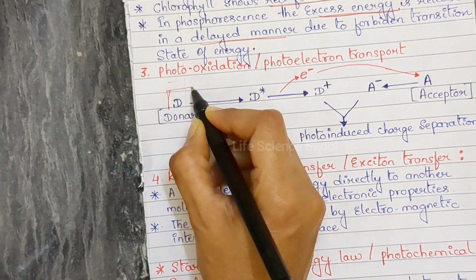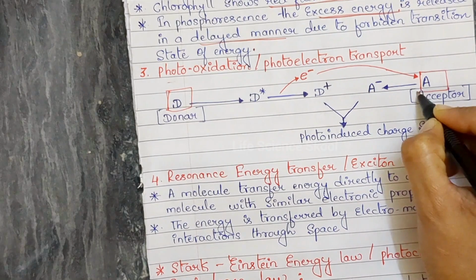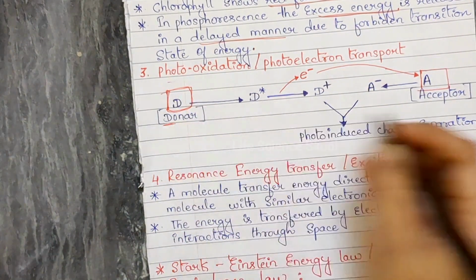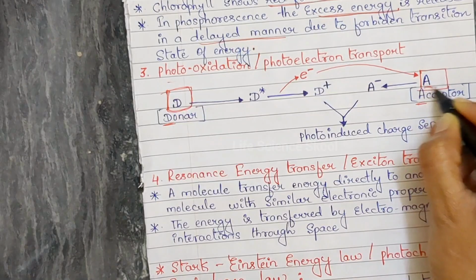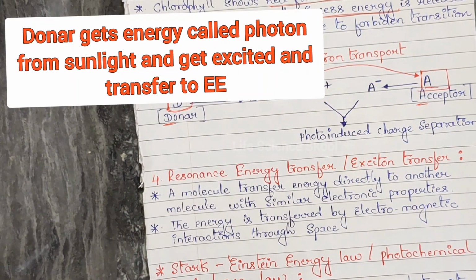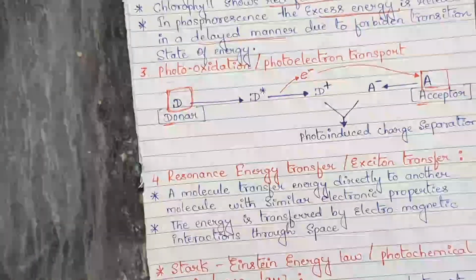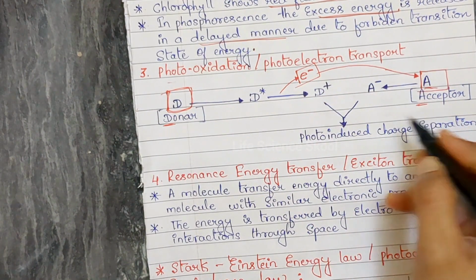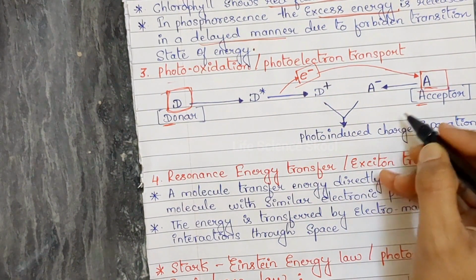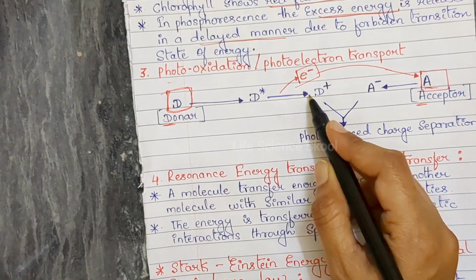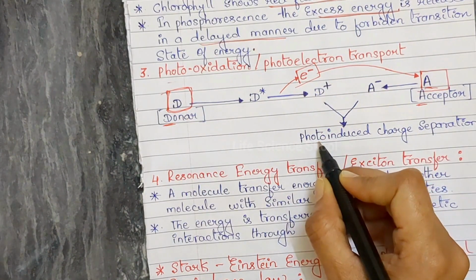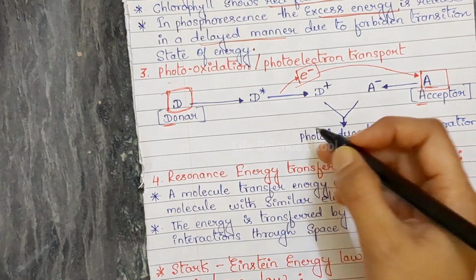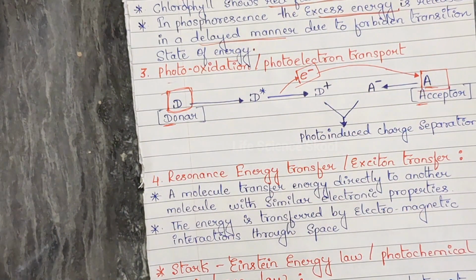We already know there will be a donor and an acceptor. The donor I have represented as D and the acceptor as A. This donor gains energy and is now in the excited state. When it is in the excited state, it releases an electron and transfers the electron to the acceptor. Photo-induced charge separation. Photo means light. Light-induced charge separation. That is called photo-oxidation.